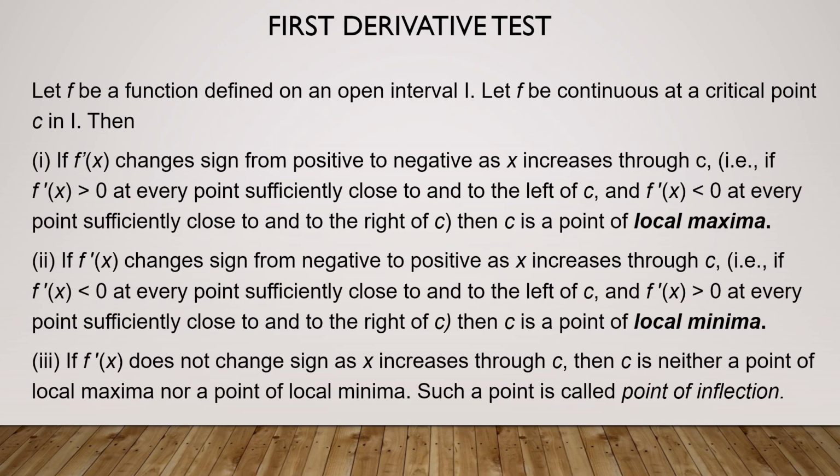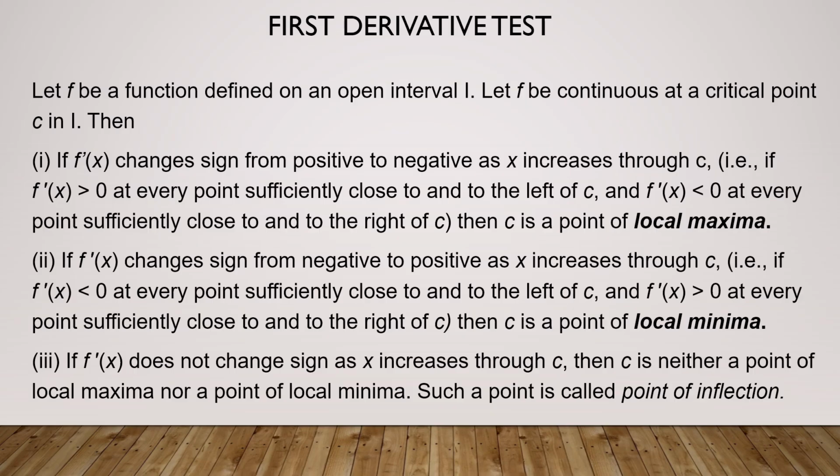Now this is how we state the first derivative test. Don't worry about this big definition. It is very easy when we actually apply it to the examples. Now the first derivative test says that let f be a function defined in an open interval I. Let f be continuous at a critical point C in I, critical or turning point. Then if f dash of x changes sign from positive to negative as x increases through C, that is if f dash of x is greater than 0 at every point sufficiently close to C and to the left of C, and f dash of x is less than 0 at every point sufficiently close to and to the right of C, then it is the point of local maxima.